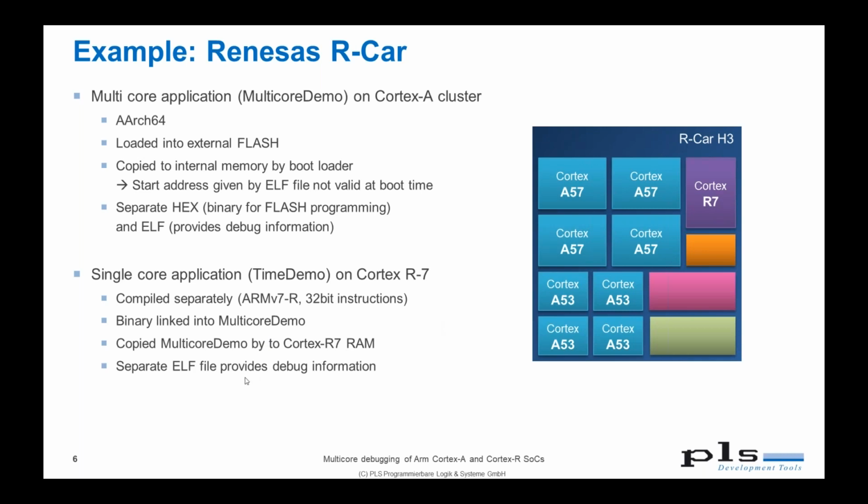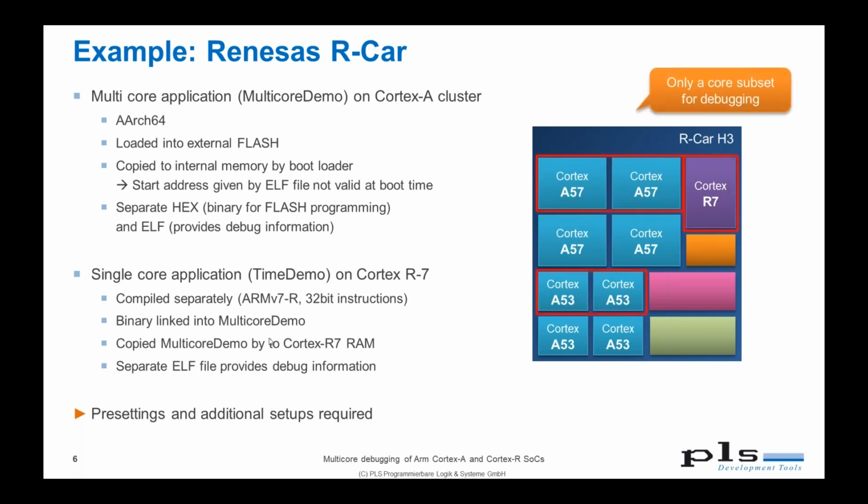The reason for that is that the compilers are not able to combine 64-bit and 32-bit code or debug information into one ELF file. So we need two ELF files, one for the Cortex-A cluster and one for the R7 cluster. And this software architecture makes it necessary that we do some presettings and additional setups after we create a debug session from scratch.